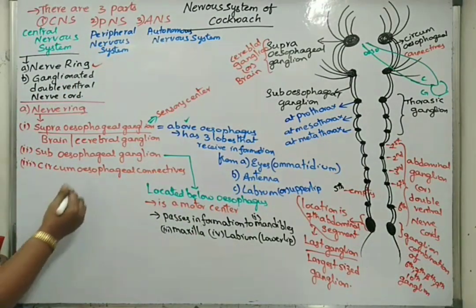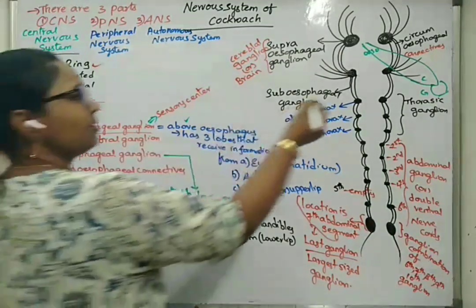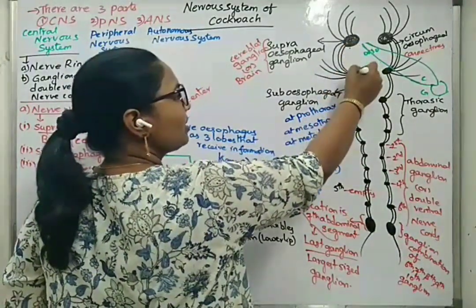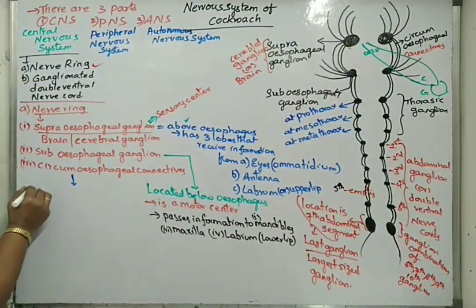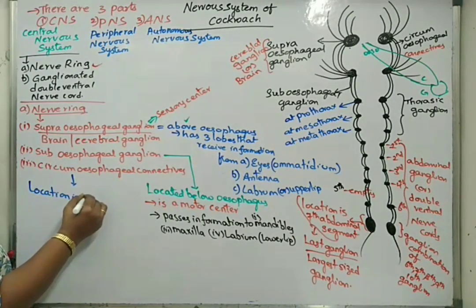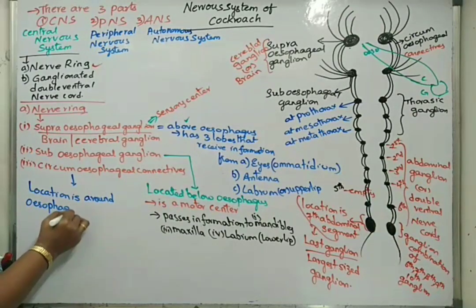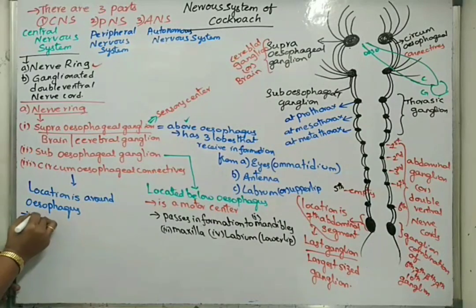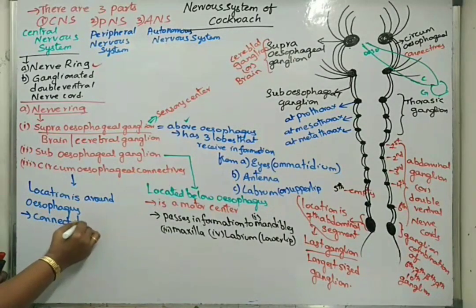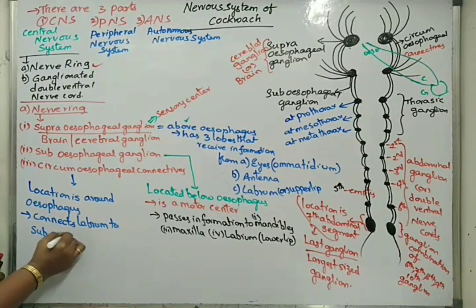Next, about circumesophageal connectives. It connects the labrum, which is upper lip, to subesophageal ganglion. Its location is around esophagus, we can say. Esophagus, it connects labrum to subesophageal ganglion.